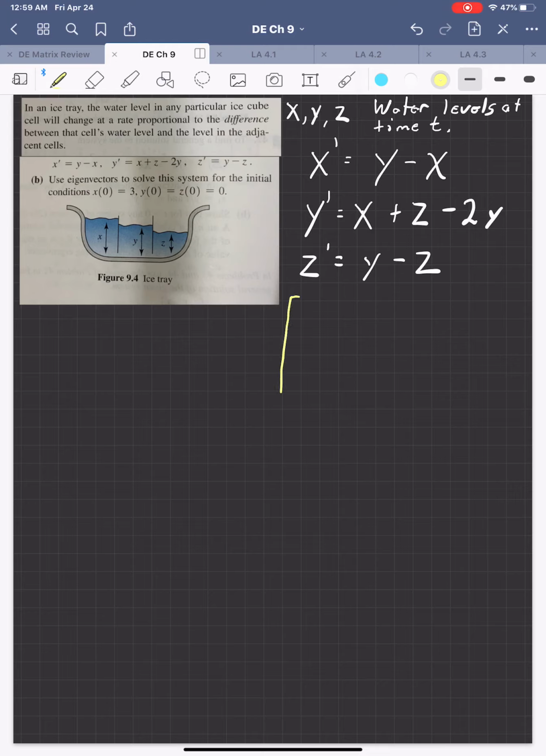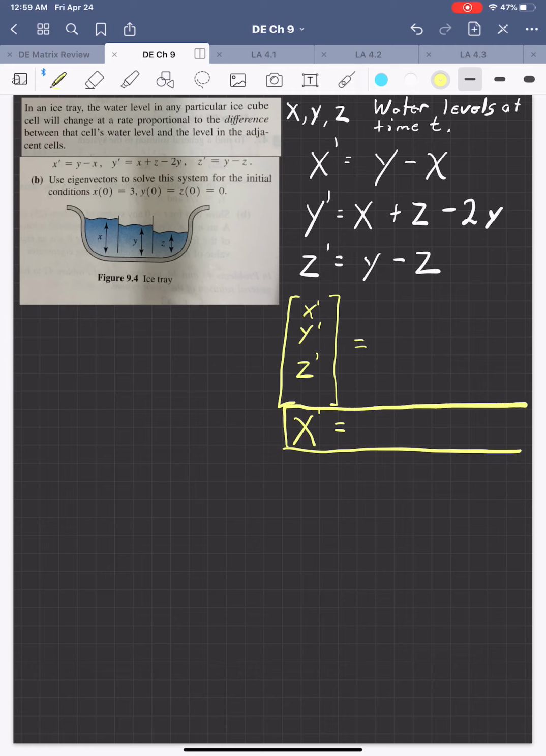So how can we think about this in terms of a matrix? Well, we know that in this case x prime is going to be equal to the vector x prime, y prime, z prime. All of this falls under the heading x prime. Now, I don't mean to use x prime twice, but this is the form that we've been using all along, so I'll continue to use it, okay? Let me clean that up just a little bit. That's x prime.